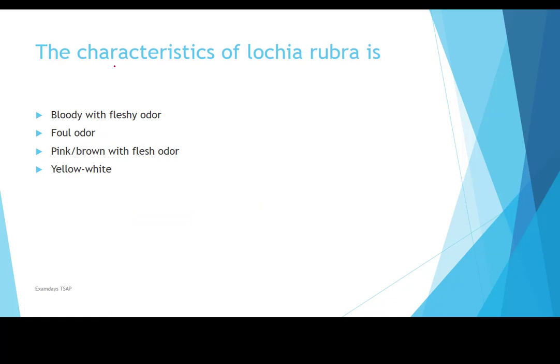Moving on to the next question. The characteristics of lochia rubra is: A, bloody with fleshy odor, B, foul odor, C, pink brown with flesh odor, D, yellow white. The correct answer is going to be option A, the bloody with fleshy odor.